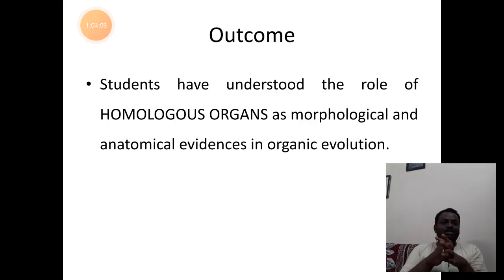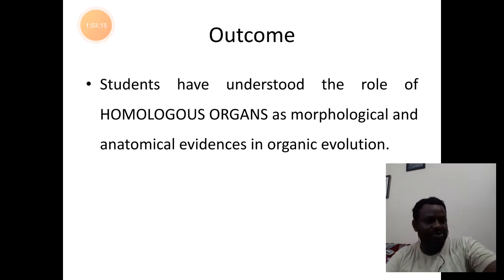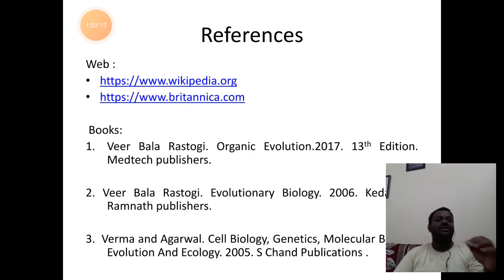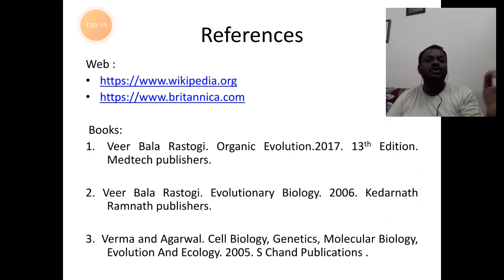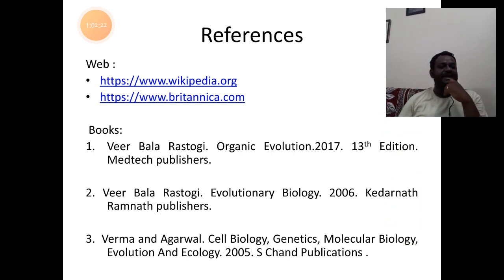Well, students, the outcome of today's session is we have understood the role of homologous organs as anatomical evidences in organic evolution. References include web references of Wikipedia and Britannica.com, and book references include Organic Evolution by Veerabala Rastogi, Evolutionary Biology by Veerabala Rastogi, Cell Biology, Genetics, Molecular Biology and Evolution and Ecology by Verma and Agarwal.